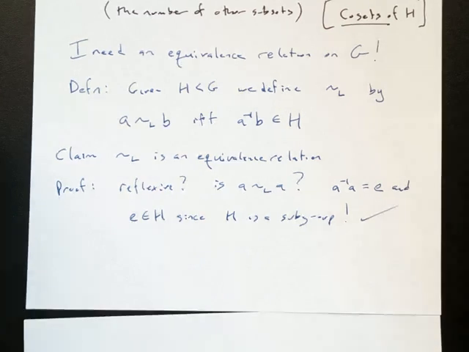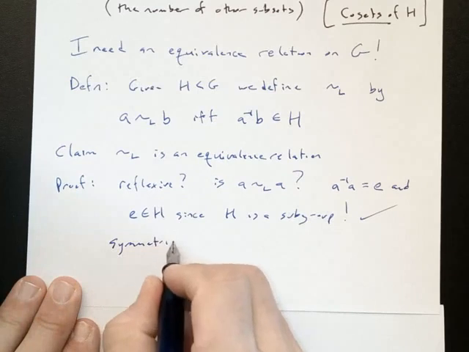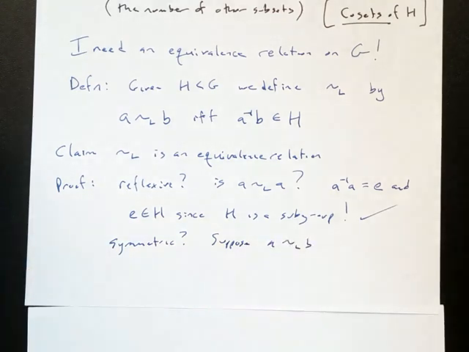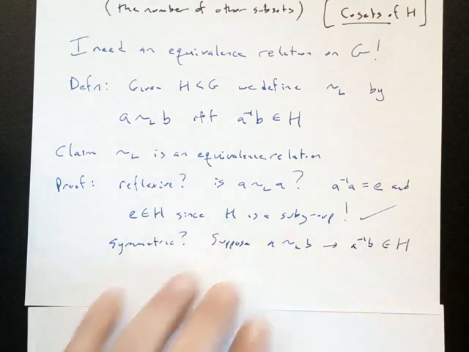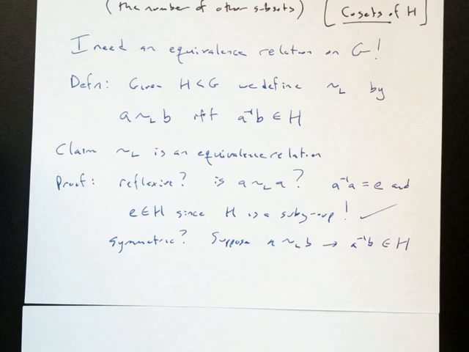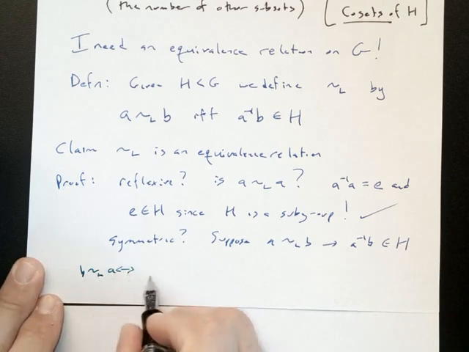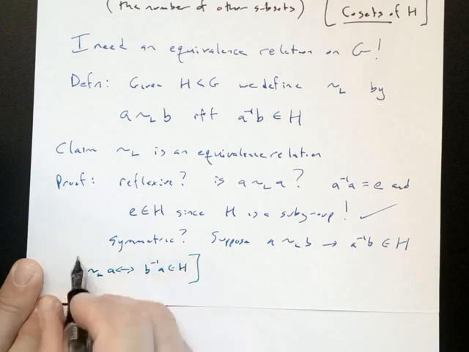Symmetric. Suppose A is left related to B. I now want to show that B is left related to A. Wait a minute. A is left related to B. That means that A inverse B is in H. All right. I want to show that B is left related to A. How do I express that in terms of H? Make this note off to the side so we can follow it a little bit later. B being left related to A means B inverse A is in H.